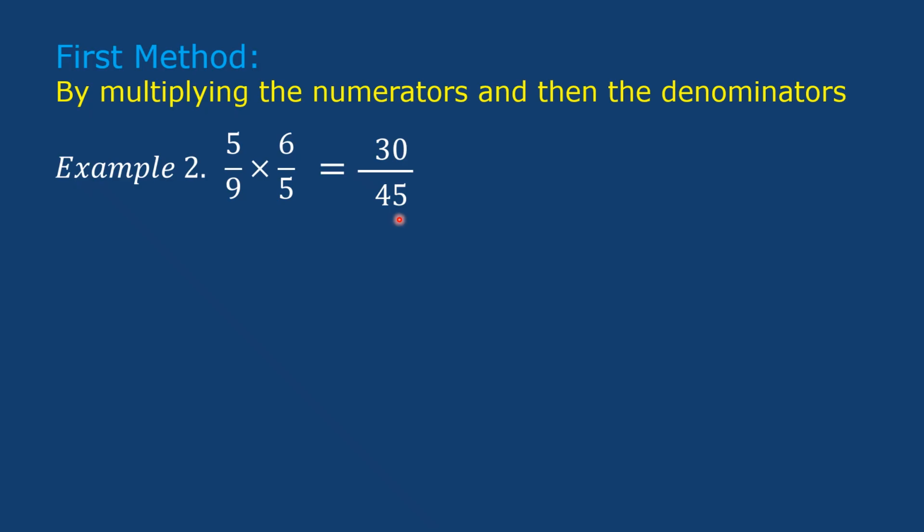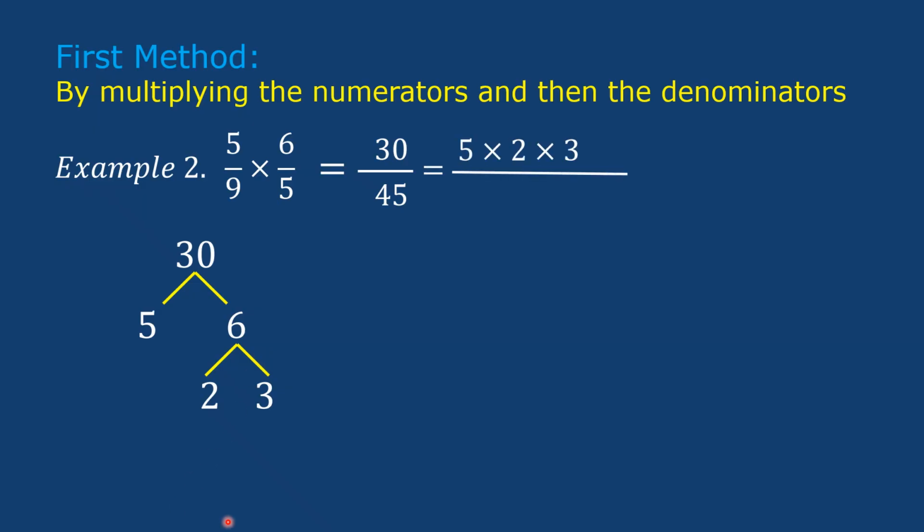If you cannot think of their greatest common factor, then you can do it this way. Use factor trees. Think of two numbers that multiply to 30. 5 and 6, because 5 times 6 is 30. Then think of two numbers that multiply to 6. 2 and 3, because 2 times 3 is 6. So 30 is equal to 5 times 2 times 3.